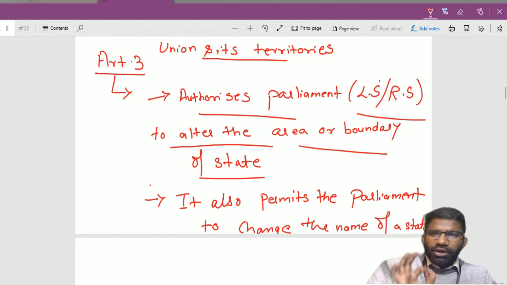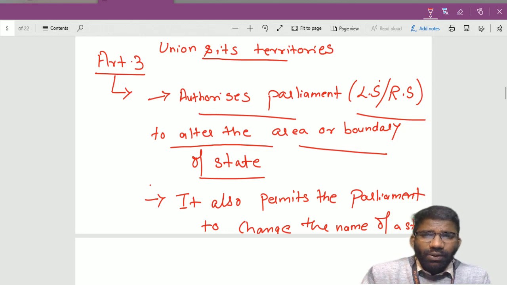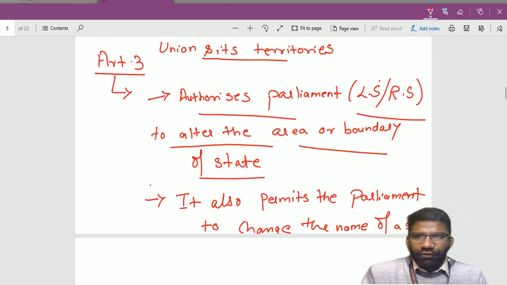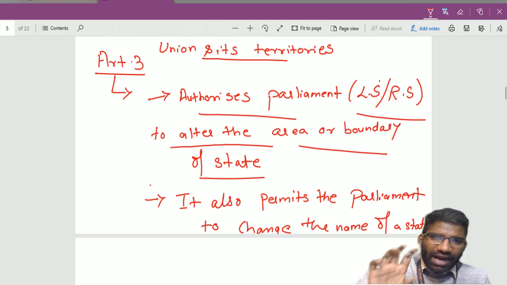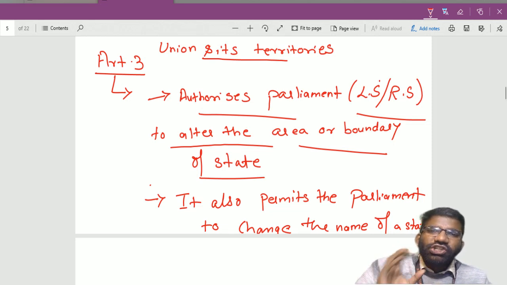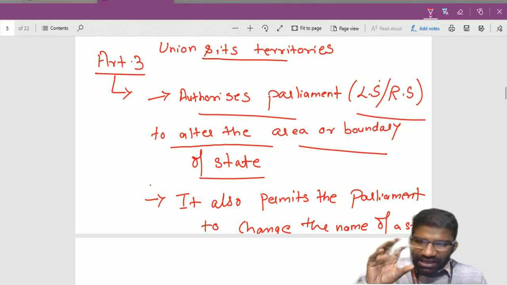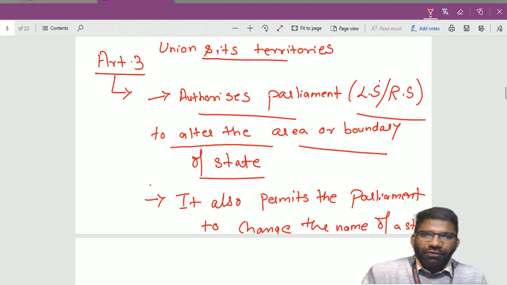So Union and its territory, we have already covered in Article 1: India is a combination or integration of many states together that forms this land of India. In Article 1, we analyzed that India is an indestructible union. That means no state has any right to move apart from India. In Article 3, we analyze that even though no state can move apart from India, the area and boundary of a state within this nation can be altered.